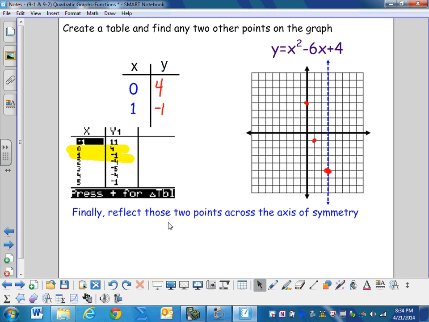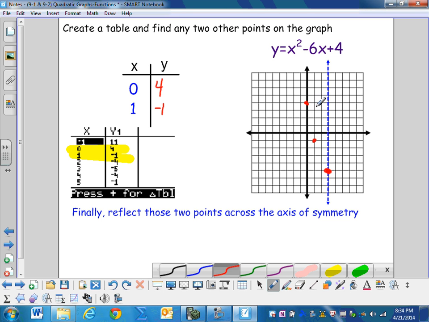Now it says, finally reflect those 2 points across the axis of symmetry. So we found the axis of symmetry, which helped us find the vertex, and then from there we picked 2 points. Since the axis of symmetry divides the graph in half, we can reflect the points over. So 1, 2, 3, 1, 2, 3. 1, 2, 1, 2. And then we can draw our parabola.